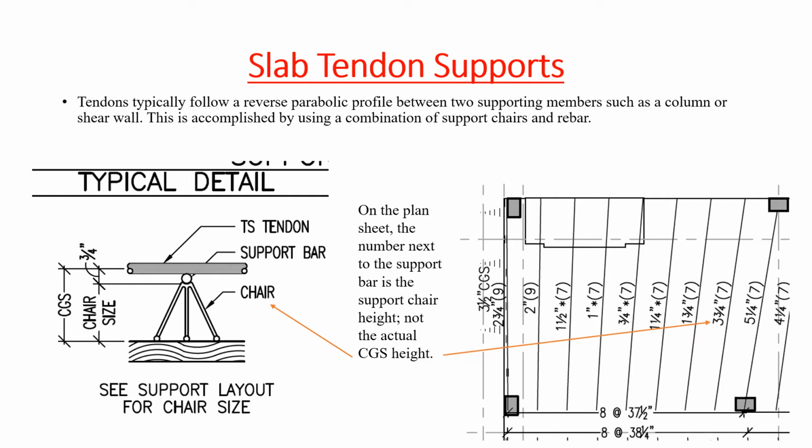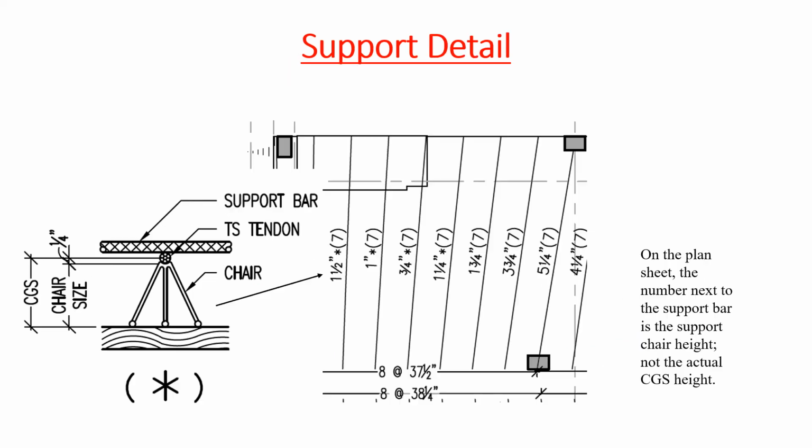On the plan sheet, the number next to the support bar is the support chair height, not the actual center gravity of strand or CGS height. Just to reiterate, on the plan sheet, the number next to the support bar is the support chair height, not the actual center gravity of strand or CGS height.